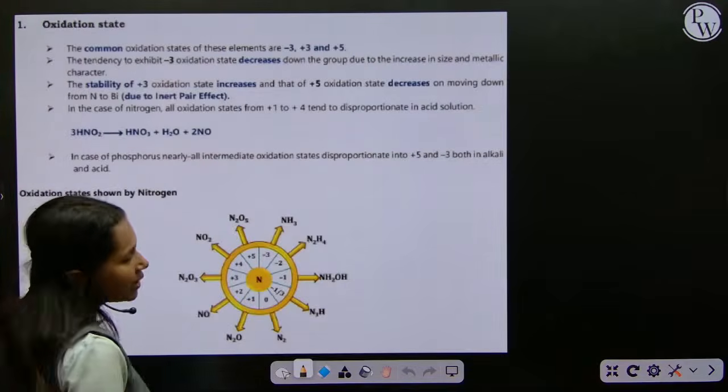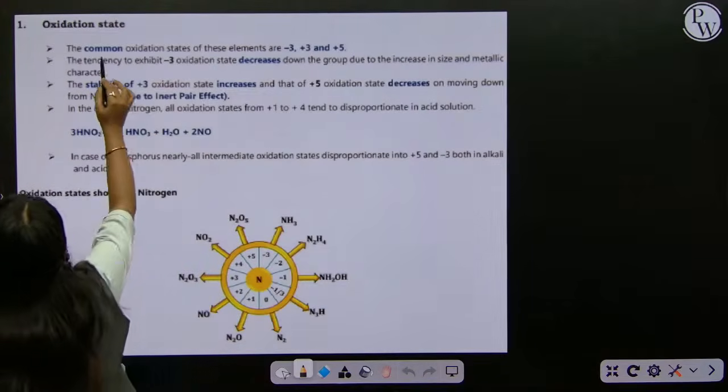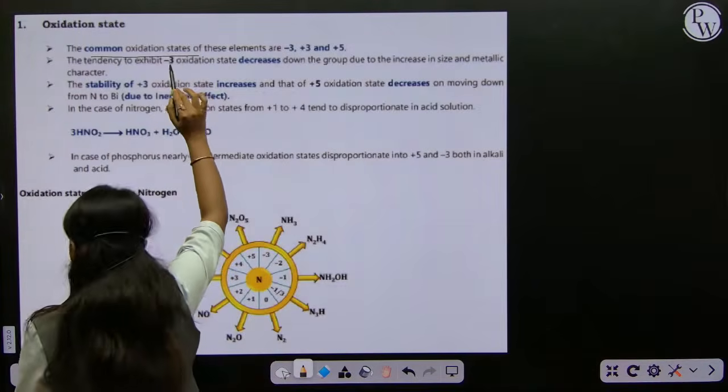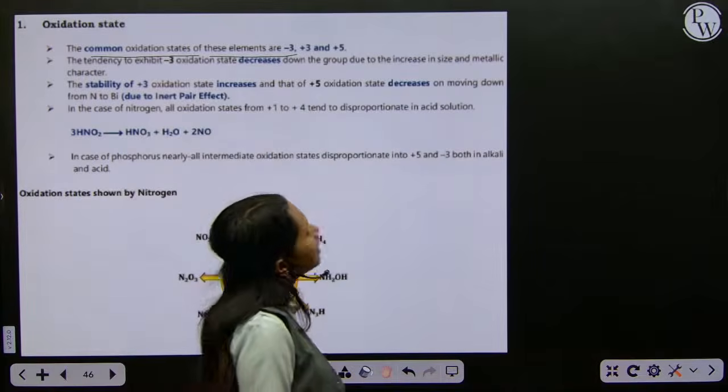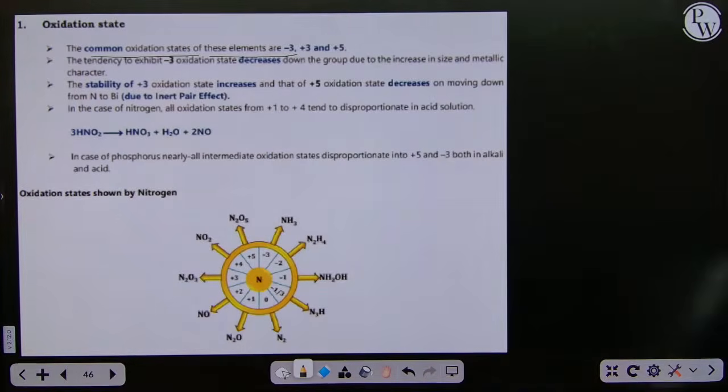After that, oxidation number. The common oxidation states of these elements are -3, +3 and +5.